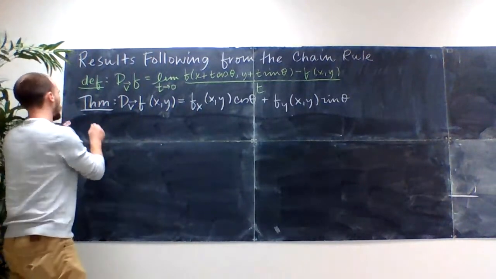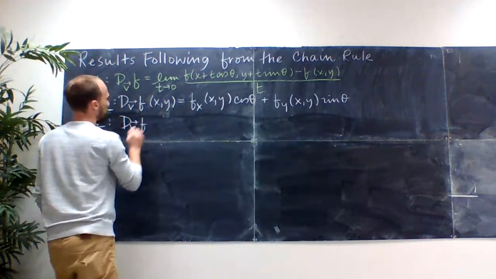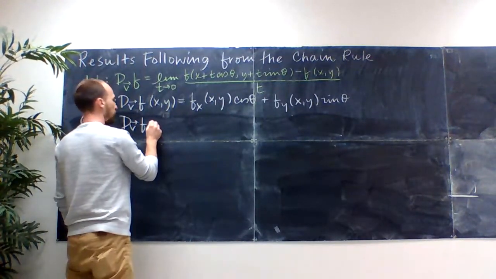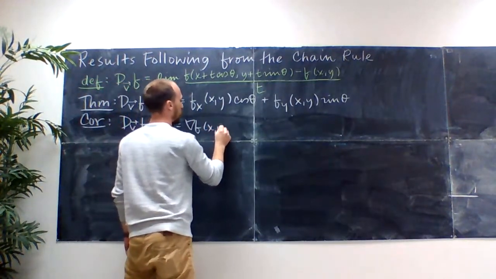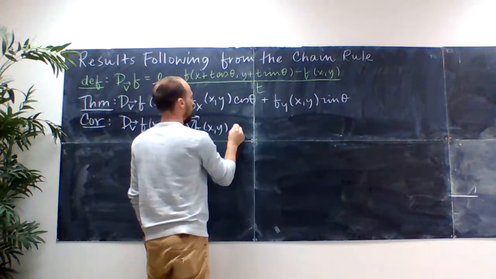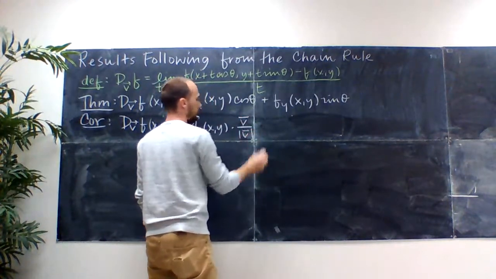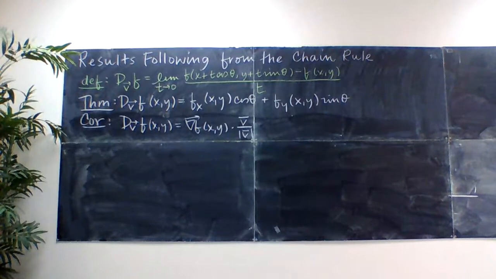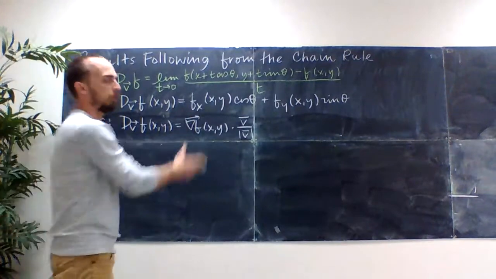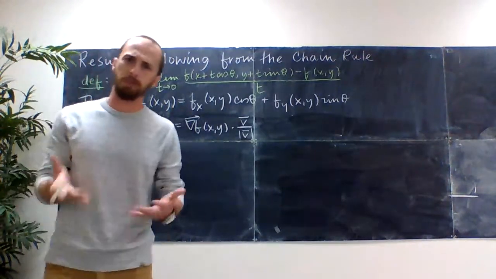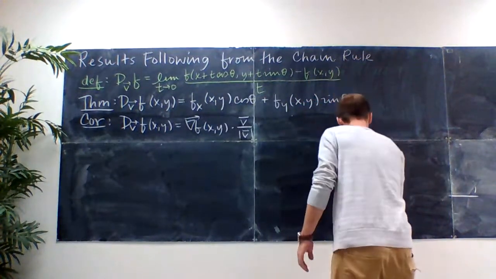We can look at the corollary, which is that the derivative of f in the direction of v, at a point x and y, is going to be the gradient of f at x and y dotted with the unit vector in the direction of v. Okay, well, the first thing is, how can we express that unit vector in terms of theta?